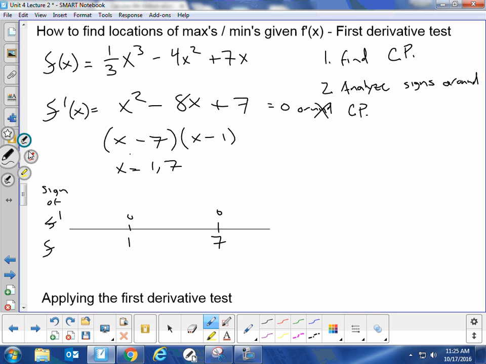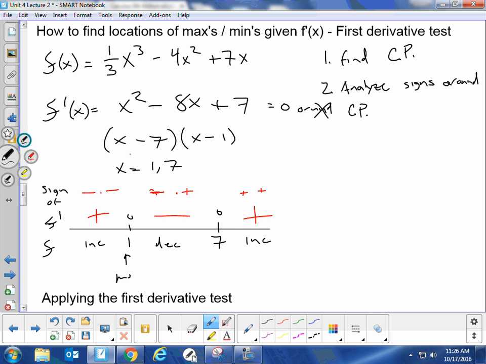Now again, quick test points. 8. 8 minus 7, positive. 8 minus 1, positive. I like to start on the right. You guys can start wherever you want to. It doesn't matter. 3. 3 minus 7, negative. 3 minus 1, positive. That's a negative. 0. 0 minus 7, negative. 0 minus 1, negative. That's a positive. So again, that's telling me f is increasing till it flattens out, then it decreases till it flattens out again, and then it increases from there.